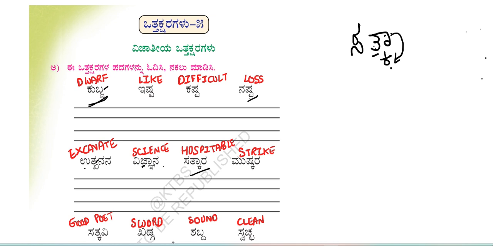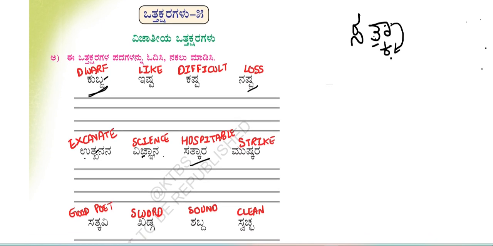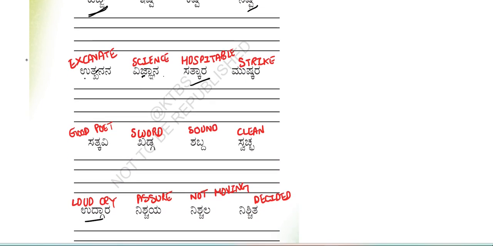Then Satkara. Satkara means to be hospitable. Mushkara. Mushkara means strike. Next, Satkavi. Satkavi means good poet. Then Khadga. The main consonant here is da, but you have to pronounce it in its root form. So Khadga means a sword.